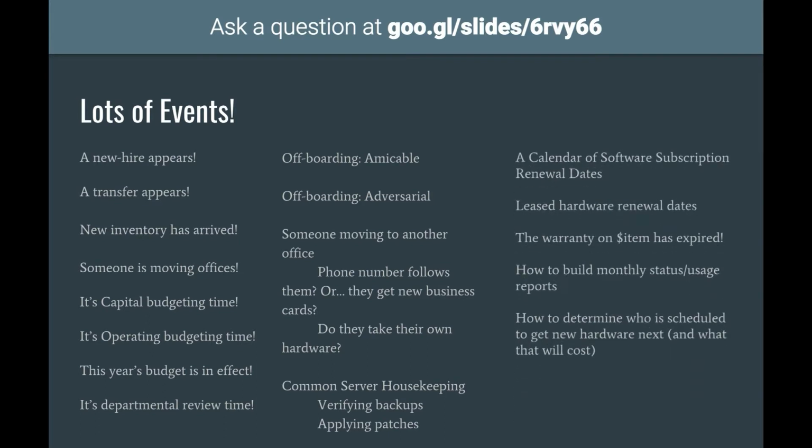So I've got a third one as well. If you are in charge of managing software subscriptions, when do those expire? For which titles? If you've got leased hardware, you don't own it, but it's going to go away at a certain time. You've got a 3-year lease or a 4-year lease, and that goes away. What do we do then? Or if the warranty on whatever item, a server, a printer, etc., has expired, do you opt for the extended warranty?